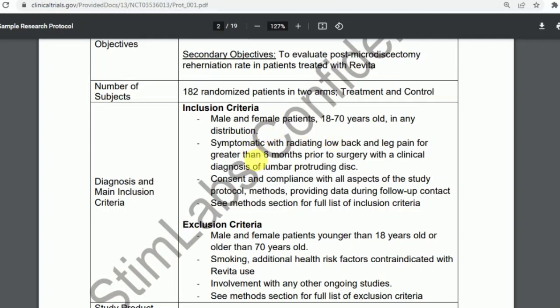Another inclusion criterion is symptomatic with radiating low back and leg pain for greater than 6 months. So the subject should have had low back and leg pain for the past 6 months prior to surgery, with a clinical diagnosis of lumbar protruding disc. Similarly, there are so many criteria. If I give you some examples, like the patient should be fertile, or the patient should not be more than 100 kilos in weight. So these are the criteria.